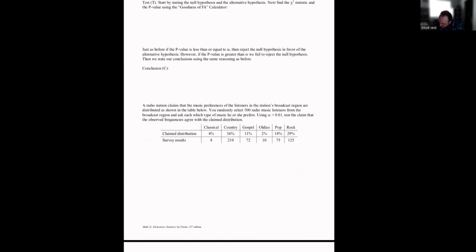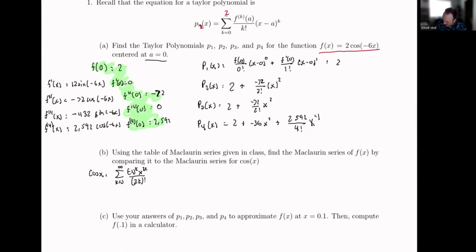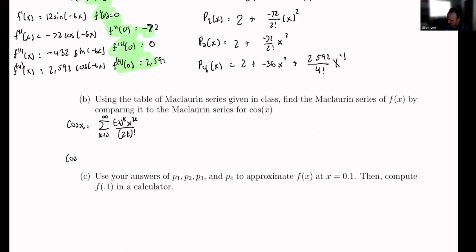Is that what I got here? Nah, that's the wrong one. Actually, x to the 2k over 2k factorial, that looks good. Okay. So if that is what cosine of x is, what is 2 cosine of negative 6x, right?